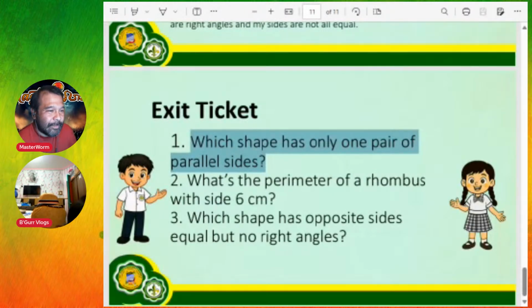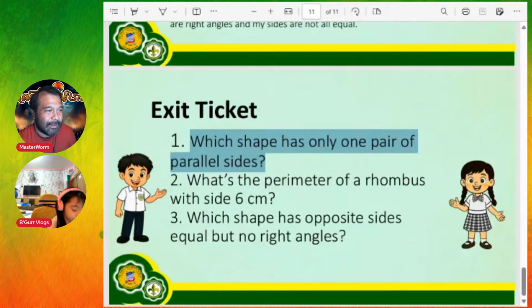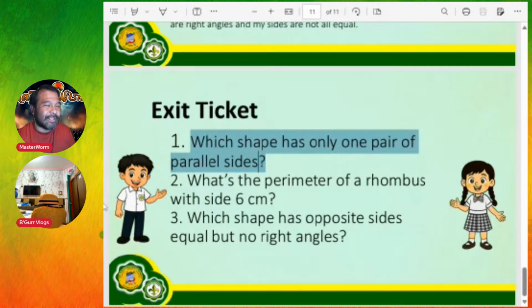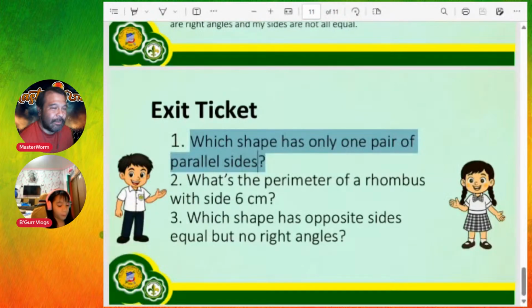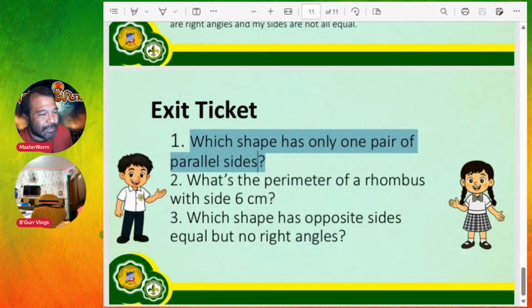After this, we're going to answer the exam because we will finish this one and then proceed to the next topic. It's just an example. 6 times 4, because there is 6 centimeters every side, and the rhombus has 4 sides, and each side is 6 centimeters.